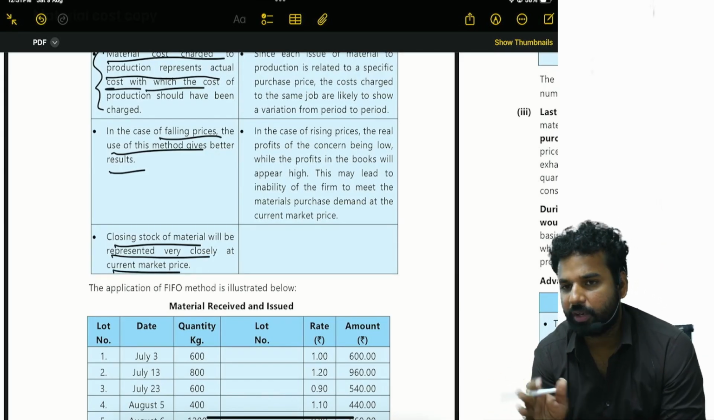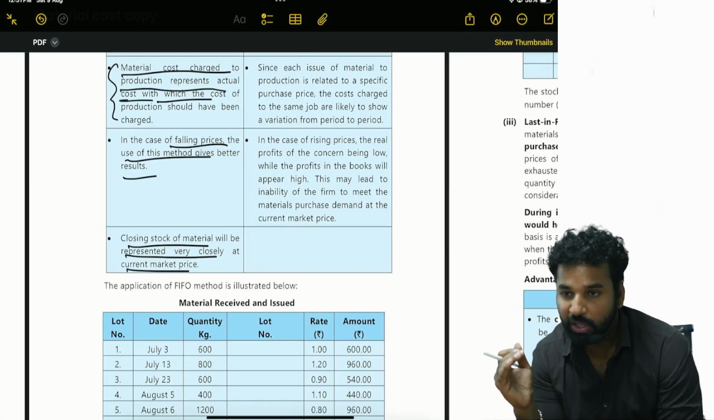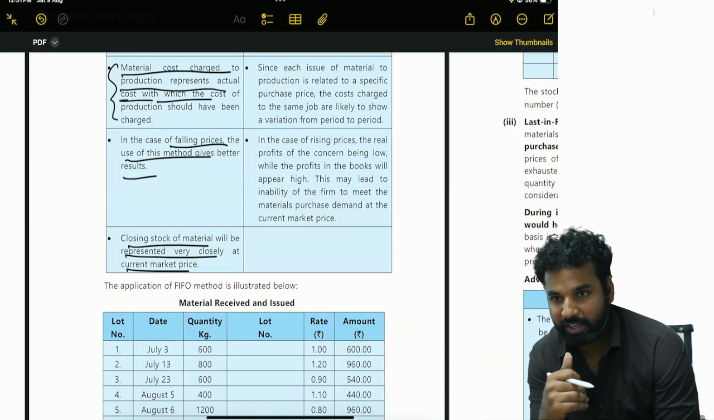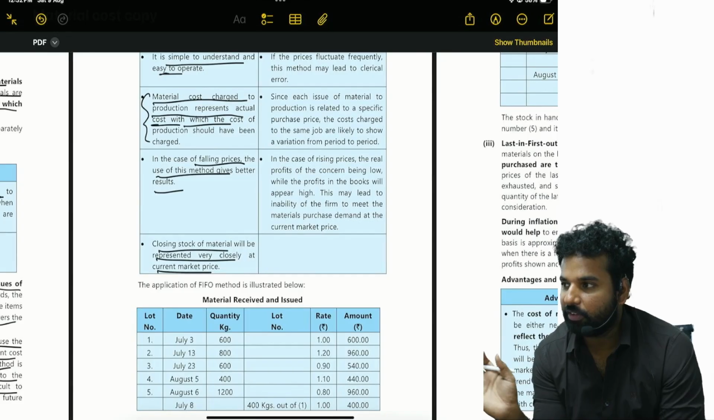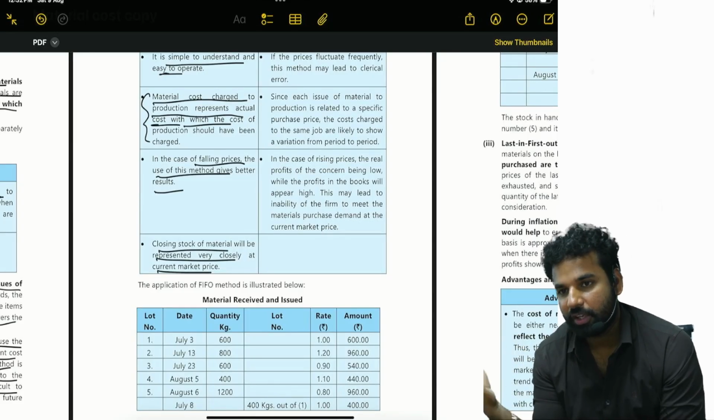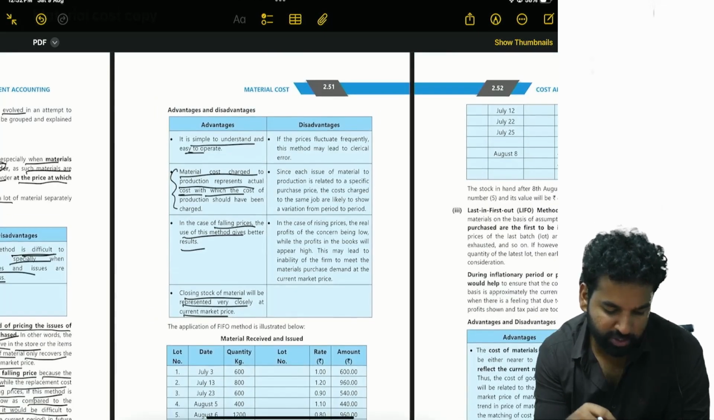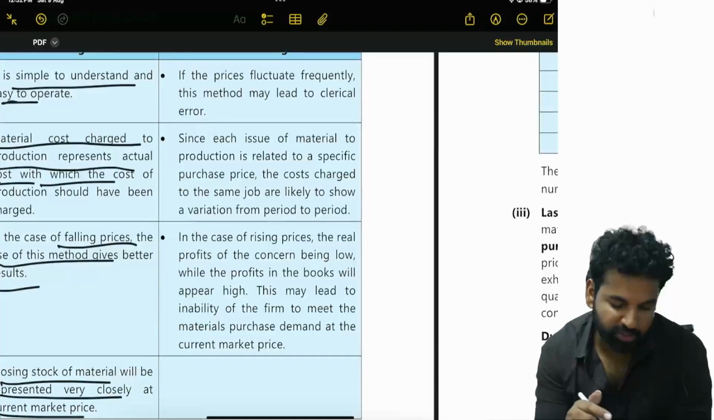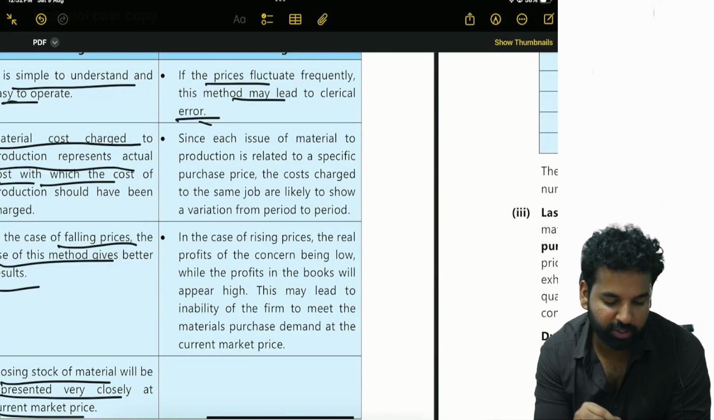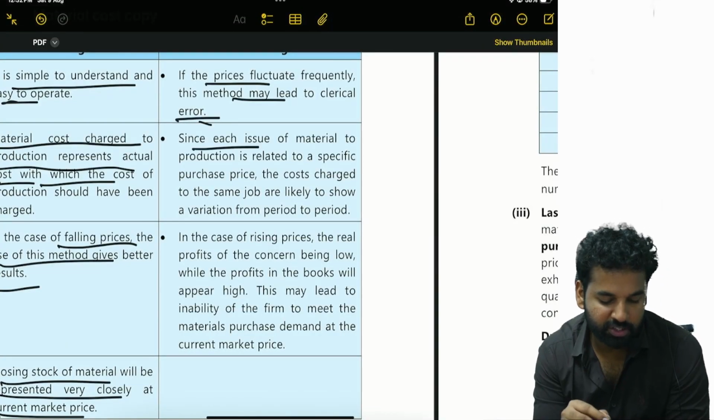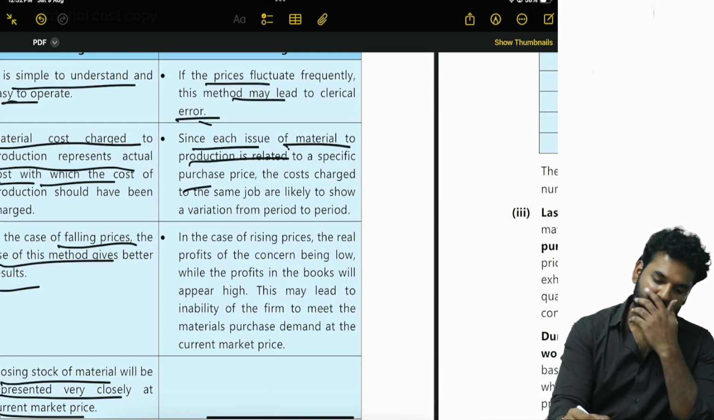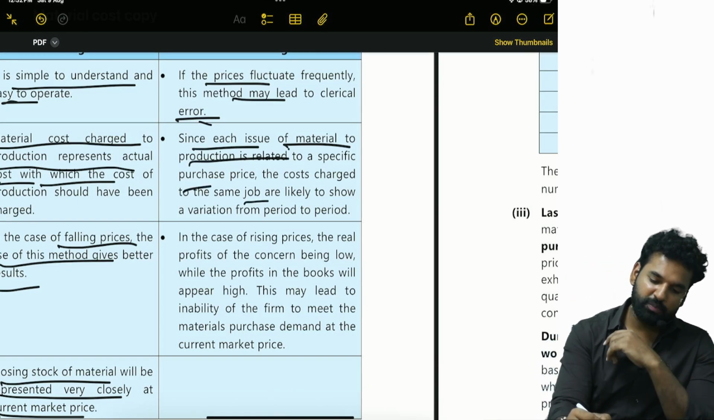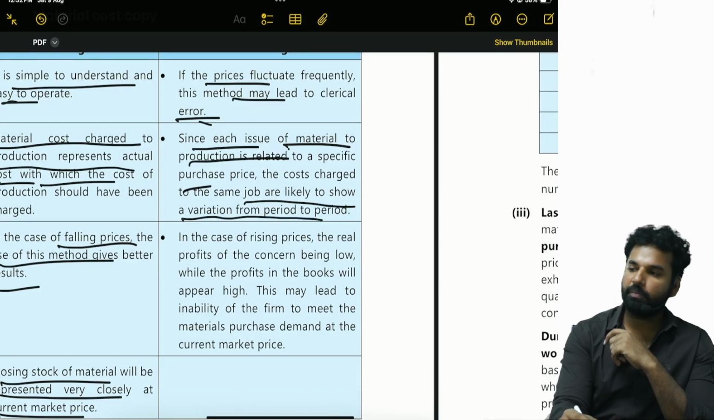Closing stock obviously represents the current market, because the last day stock, I mean day 10 stock, will be valued. Day 1 to day 9 will be consumed. Last day stock will be in the closing stock. Right, disadvantage: if the price fluctuates frequently, this method may lead to clerical error, since each issue of the material to production is related to a specific purchase price. The costs charged to the same job are likely to show a variation from period to period.